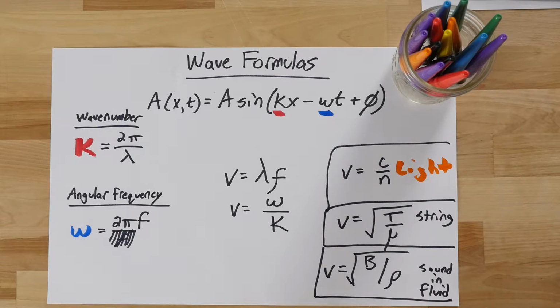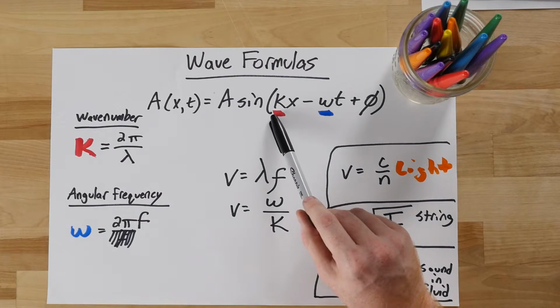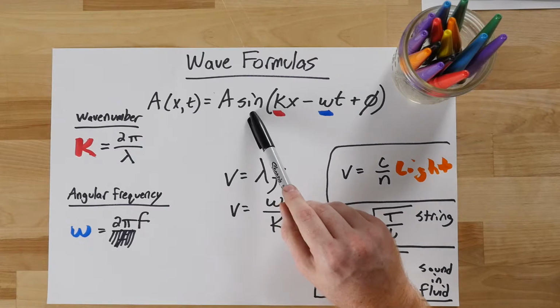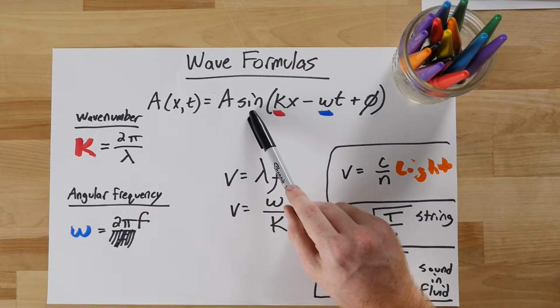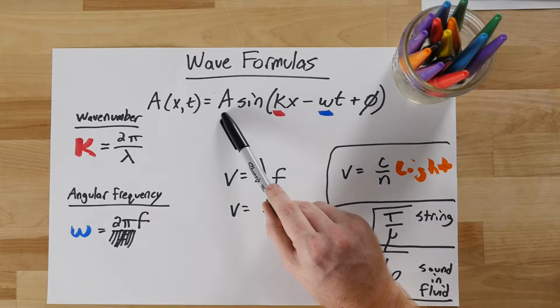There are a lot of formulas associated with waves, so you want to feel comfortable with what each variable represents. First, this is the general equation of any oscillating wave. Because it's oscillating, we can use sine or cosine, depending on if we want the zero position to be a maximum or zero. A describes the amplitude of the wave, or the maximum displacement from rest.